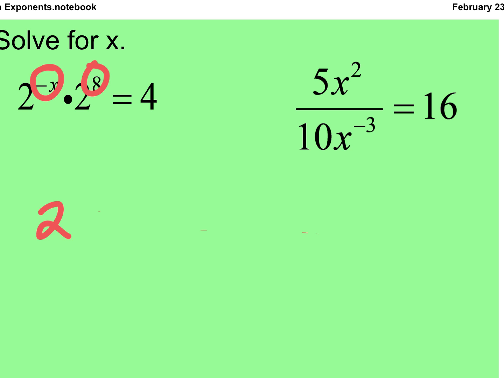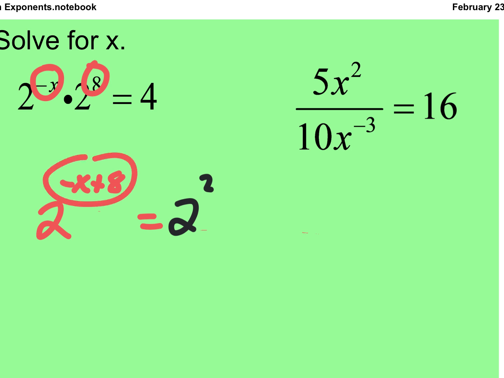It's 2 to the, and then add the exponents. Negative x plus 8 equals 4. Oh, well, I can just change that to 2 squared. And now the bases are the same. From there, it ought to be easy. I need to know how many of you figured that out before I said it. Awesome. Okay.